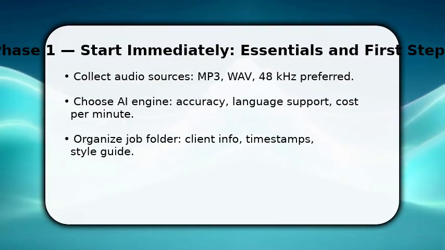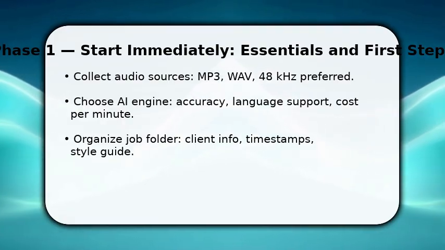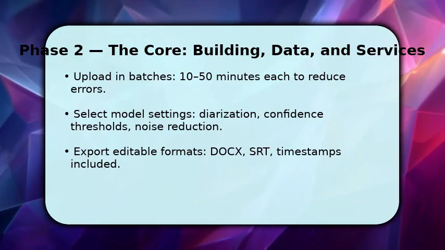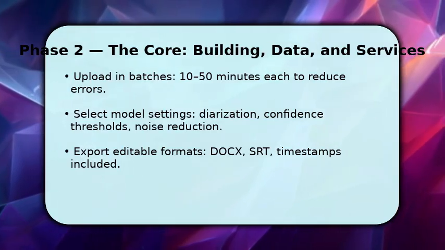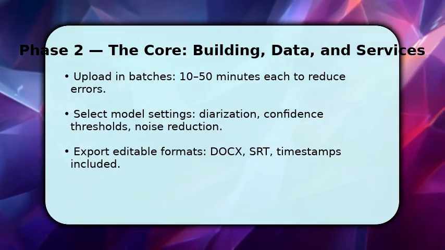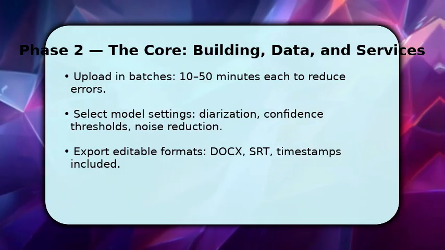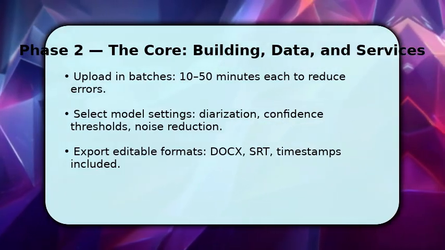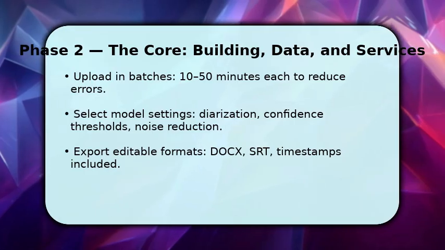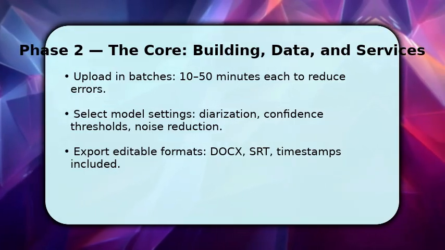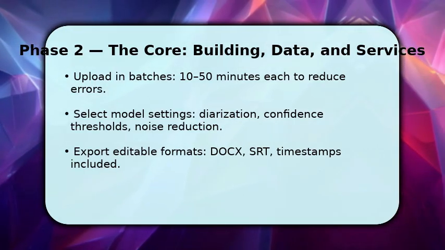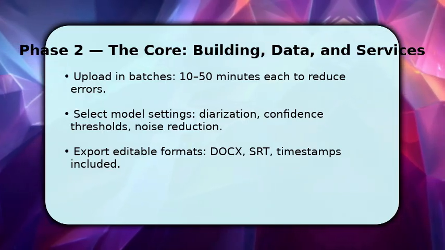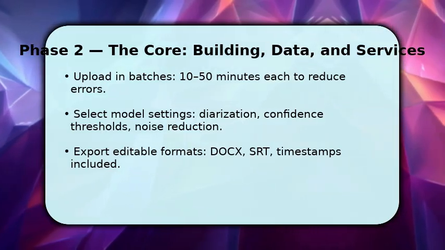You then upload batches to the AI, starting with 10-50-minute chunks to isolate problems and keep processing stable. Configure model settings. Enable speaker diarization if multiple voices, set confidence thresholds to flag low confidence segments, and apply noise reduction if available. Once the AI finishes, export an editable format like docx or SRT with timestamps. This lets you correct quickly.